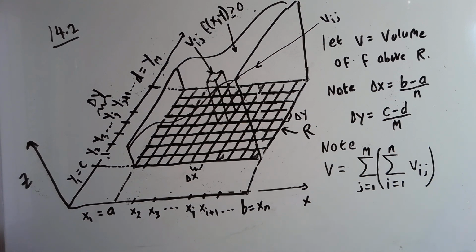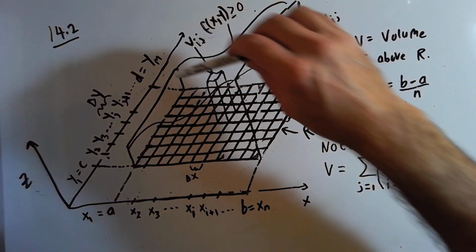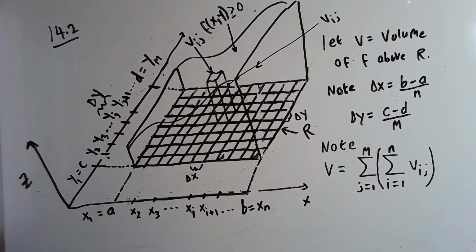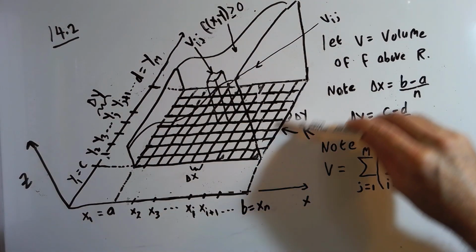Okay, so this is 14.2. In this section, we're going to be finding volumes underneath surfaces. So in the picture I've drawn here, I have a surface up here. And on the bottom, we have a rectangular region down here.